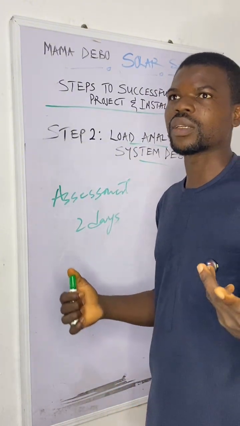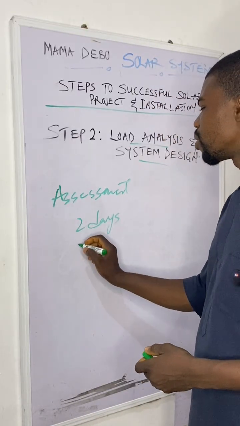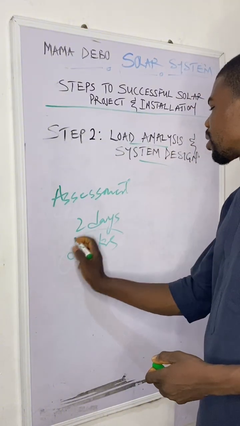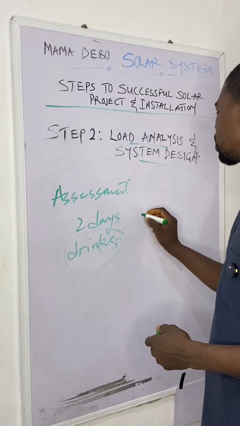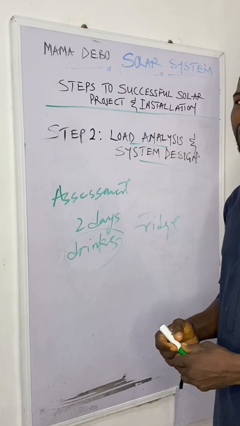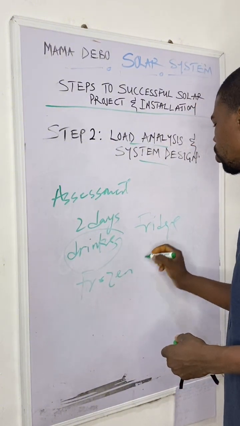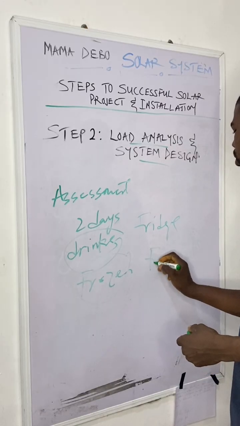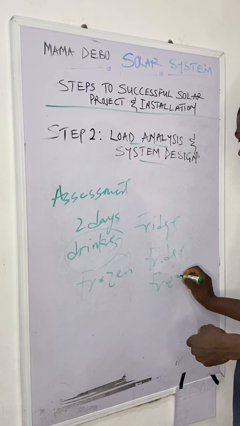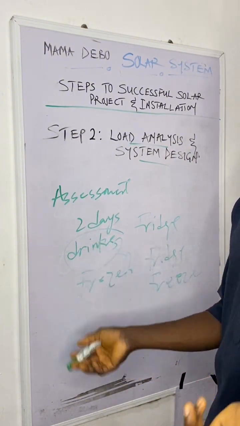If the person is a businesswoman, let's say someone that is selling drinks, his or her priority will be the freezer or fridge that they are using to cool these drinks. Someone that is selling frozen food, their priority is always the fridge and the freezer. Now, you have already discovered their priority during assessment. You have checked where you want to install.